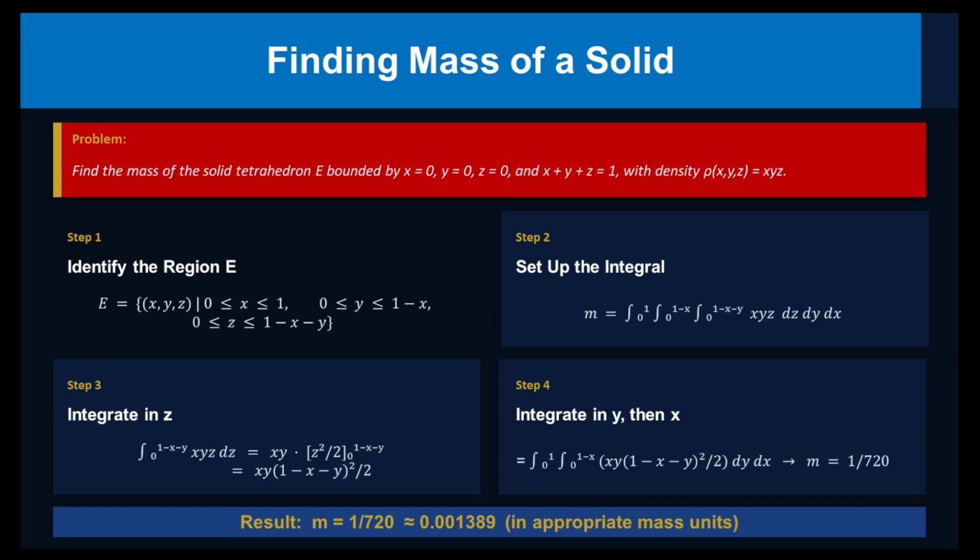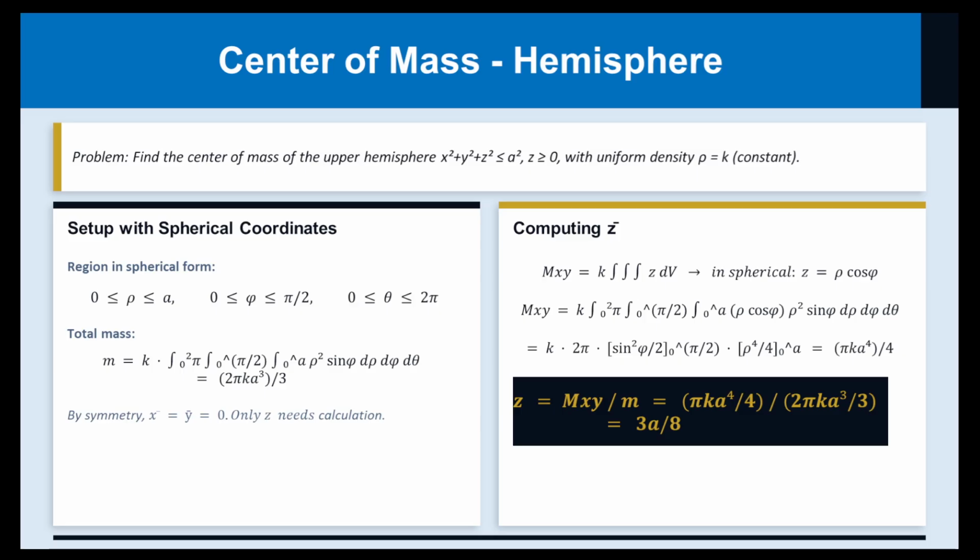So we write the limits according to the boundaries. Step 3 is integrating with respect to z first. After that, we integrate with respect to y and then x. After completing all calculations, we get mass equals 1 divided by 720. Approximately this becomes 0.001389. So this is the final mass of the tetrahedron. And this is another worked example, center of mass of a hemisphere.